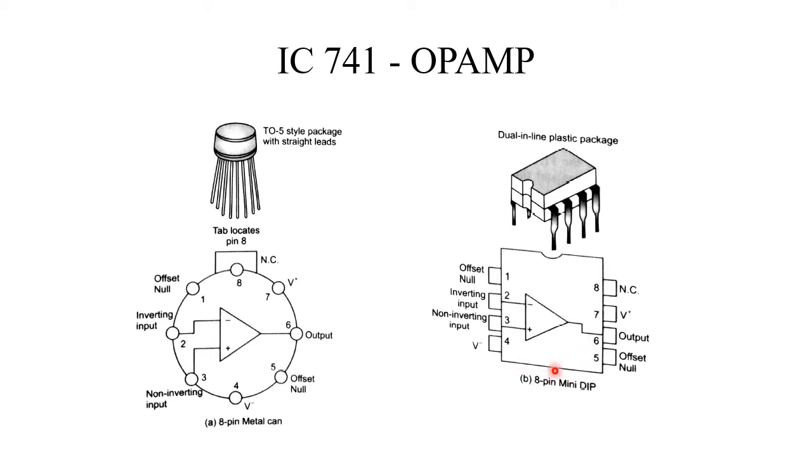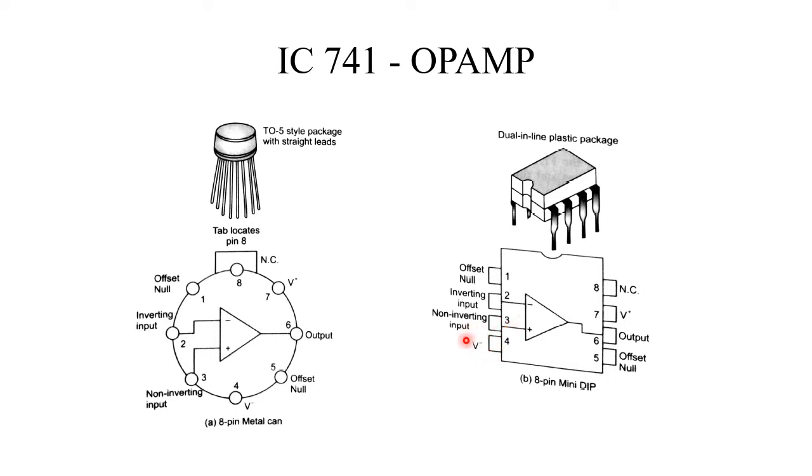The next picture is the 8-pin dual inline package. In the dual inline package there will be a reference at the top, and then we move towards the left, and the numbering is done in the anti-clockwise direction: 1, 2, 3, 4, 5, 6, 7, 8. Number 1 is the offset null, which we will see later. Number 2 is the inverting input, which we have already seen. There are two inputs: one is the inverting input, and another is the non-inverting input, which is pin number 3.